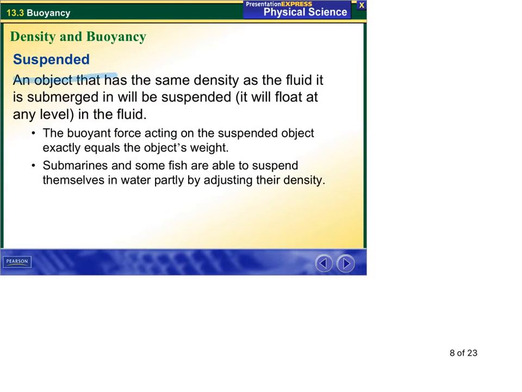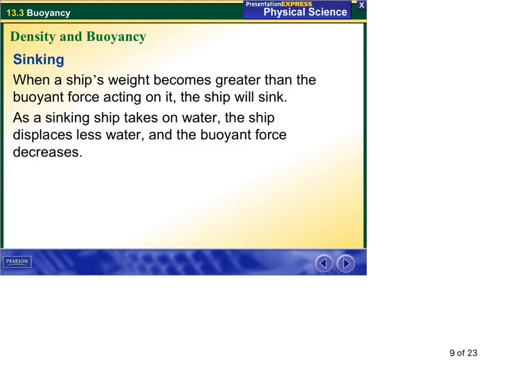An object that has the same density as the fluid it is submerged in will be suspended. It will float at any level in the fluid. The buoyant force acting on a suspended object exactly equals the object's weight. Submarines and some fish are able to suspend themselves by adjusting their density.